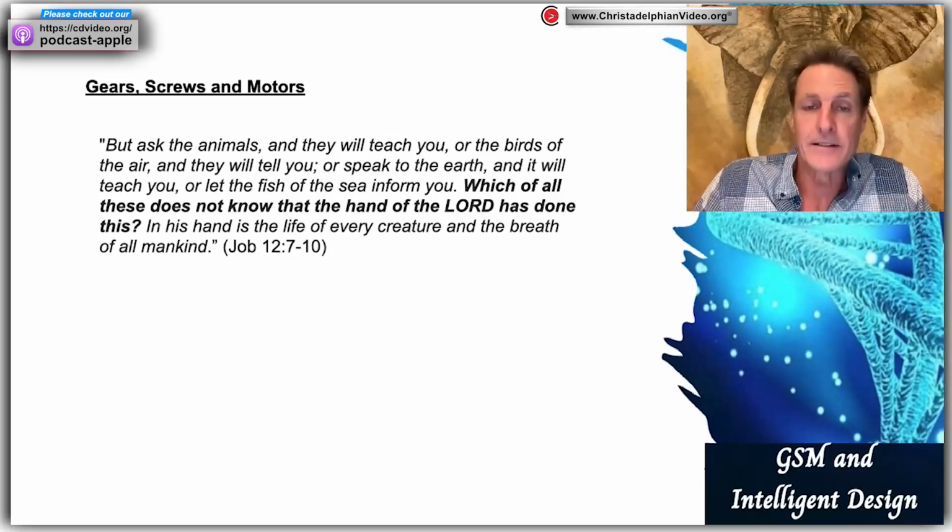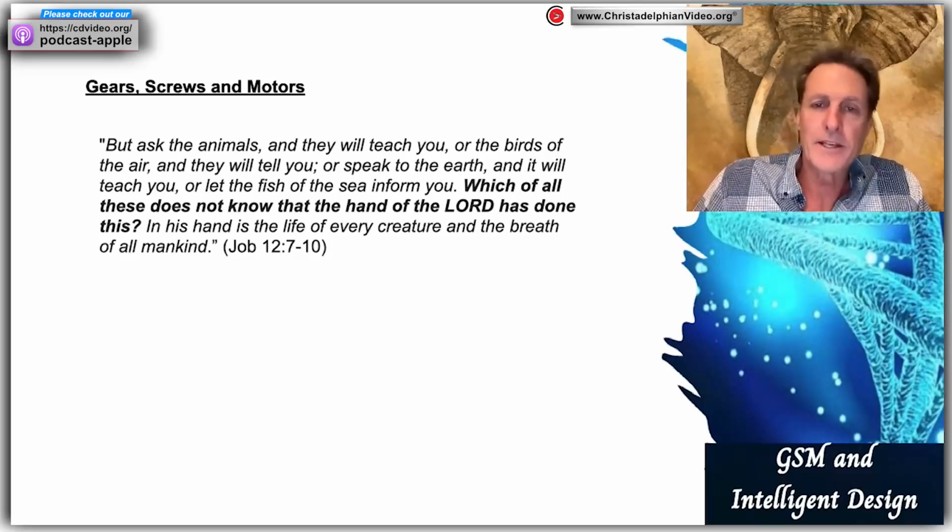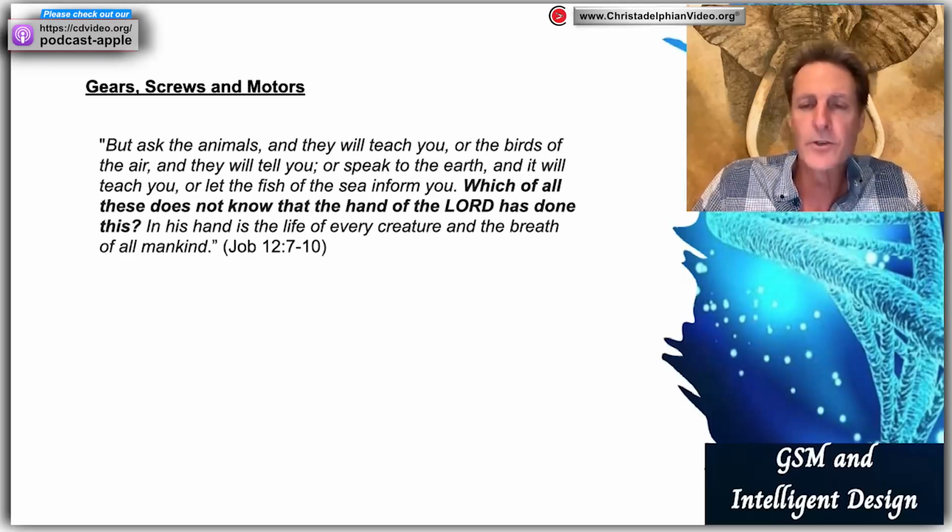What is God telling us here? All these years ago, he's saying to us, just observe the animals, the creatures, the bacteria, the little weevil. Look at these creatures and look at the intricate design that I've placed into these creatures. And which of these does not know that the hand of the Lord has done it? When you look at it, you can only come to the conclusion that there had to be an intelligent designer, that is God himself, who was behind the creation of all these marvelous little creatures.